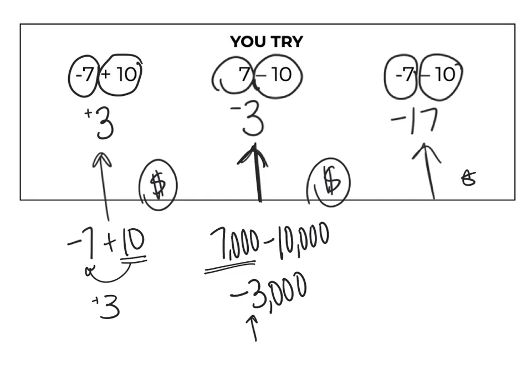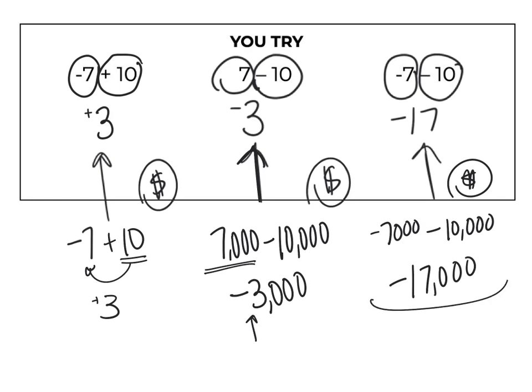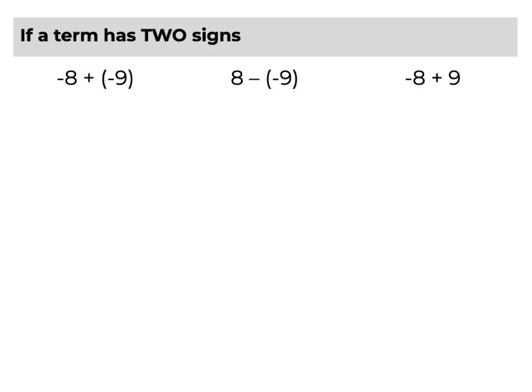Or let's think about it in terms of people with debt getting married. If I have $7,000 of debt and the person I'm marrying has $10,000 of debt, then altogether we have a debt of $17,000. Because when you have negatives and you're taking away even more money, you are left with a larger negative value.